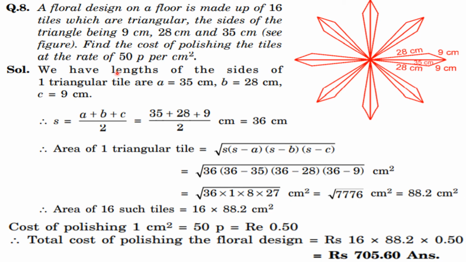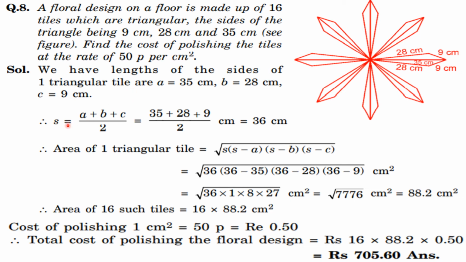Right? We have lengths of the sides of a first triangular tile: A is equal to 35 centimeters, B is equal to 28 centimeters, and C is equal to 9 centimeters. We have written the lengths of the three sides of this triangle. We assumed A is equal to 35, B is equal to 28, and C is equal to 9 centimeters respectively. Understood, my children, this step?